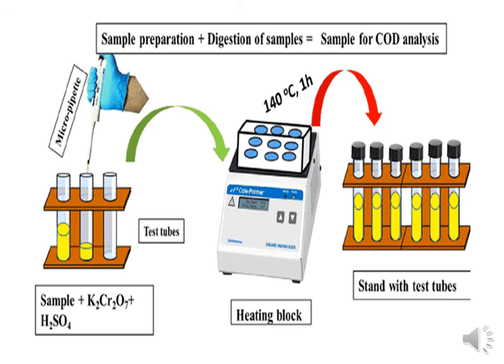These test tubes contain the samples, which are made up of potassium dichromate and sulfuric acid, and we put these test tubes in the separators to heat our sample to 180 degrees Celsius for up to 1 hour. And this is the stand in which we insert our test tubes, and then we put them in this apparatus.